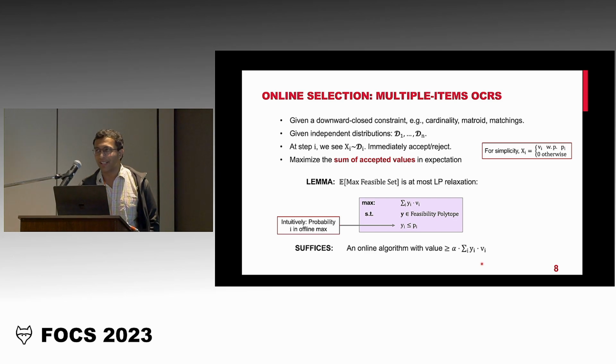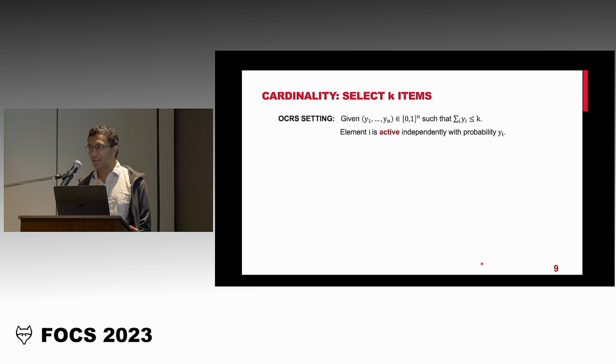Good. And so the next few slides will be more about different kinds of constraints and what kind of rough techniques people have been using. Okay, so first let's do the cardinality constraint where you can select k of these elements. So again, the OCRS setup, like from the last slide, will effectively reduce to the following thing.